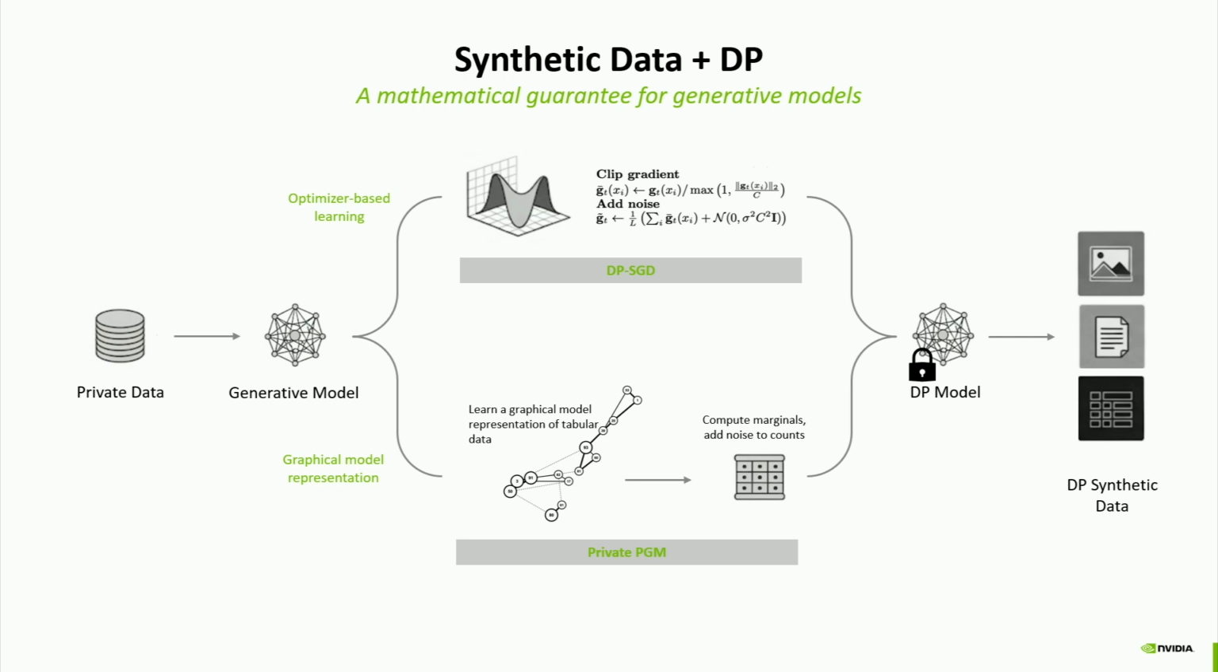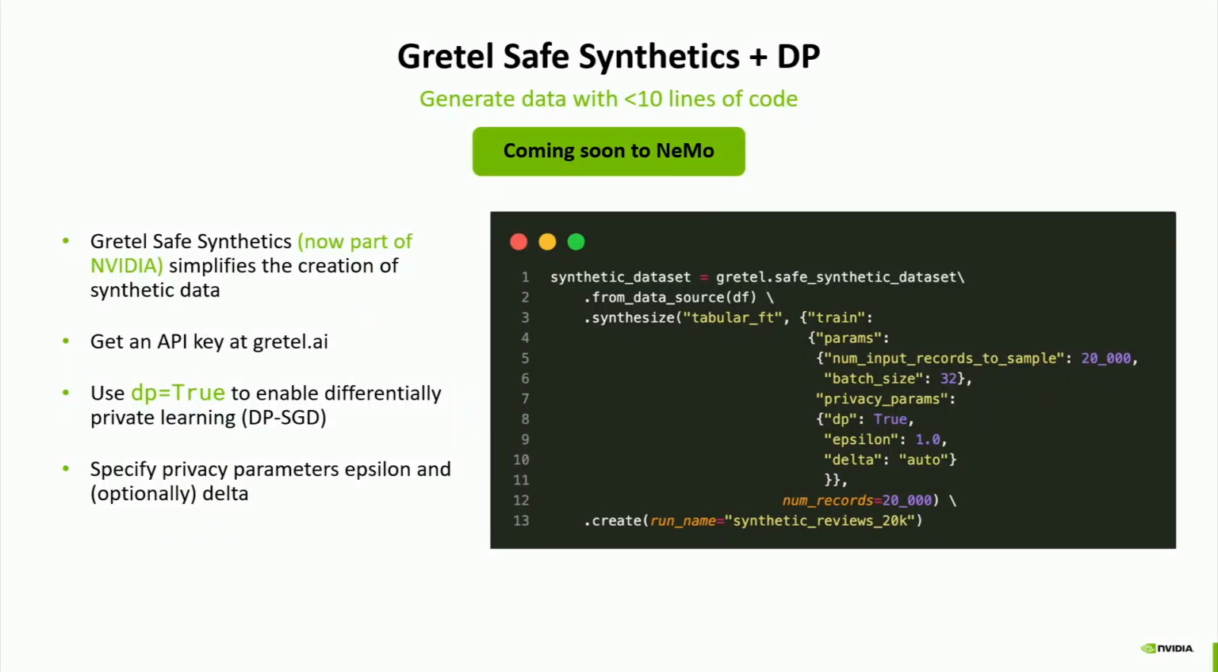Now everyone go home. Your homework is to go and implement this. Just kidding, it's not. You can use differential privacy for generative models using Gretel Safe Synthetics. We're now part of NVIDIA, but you can access everything through Gretel AI. Go there, get an API key, and it is really simple.